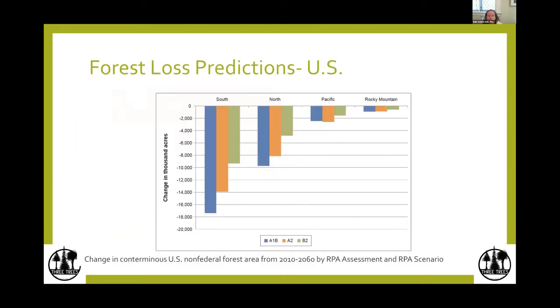So what does that mean for the US? Right now we're a huge net sink, but the Forest Service predicts that that's potentially going to change, and a lot of it is due to forest loss predictions in the US. This graph shows the forest loss predictions by 2060, according to the US Forest Service. You can see that the US South has the largest amount that is vulnerable, mainly to development. The Pacific Northwest, not as much, and I will get into why that is, specifically in Oregon.